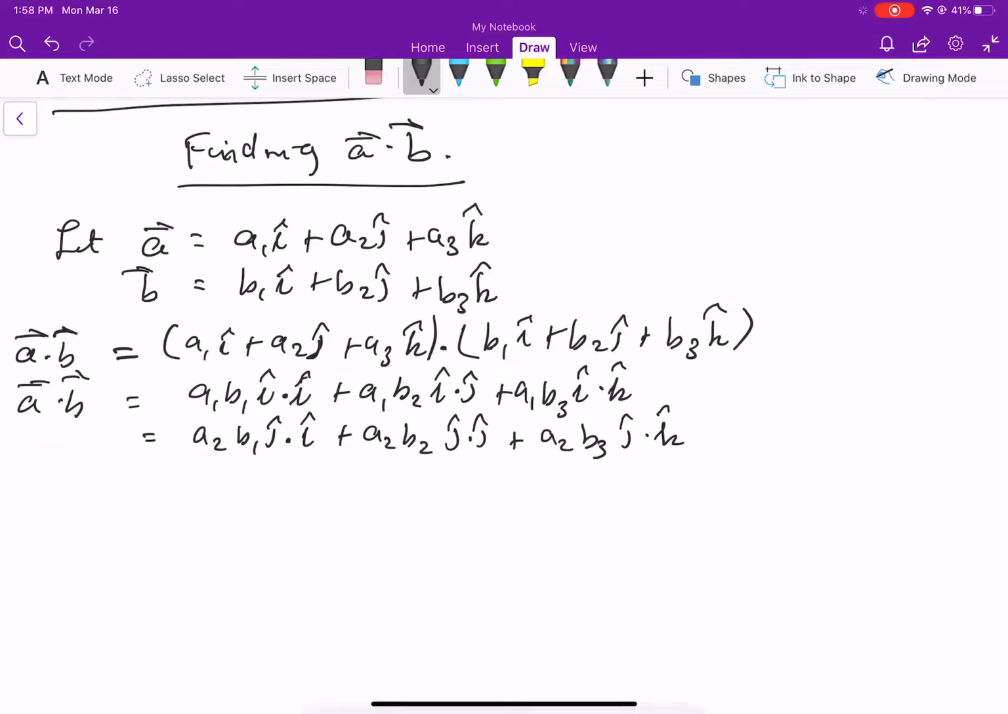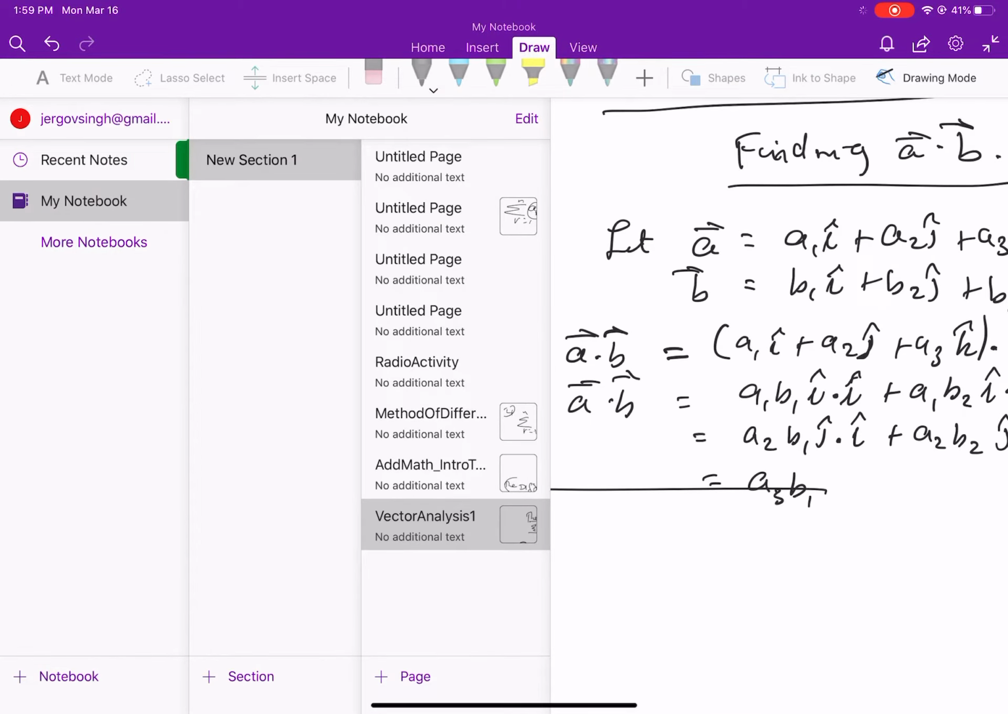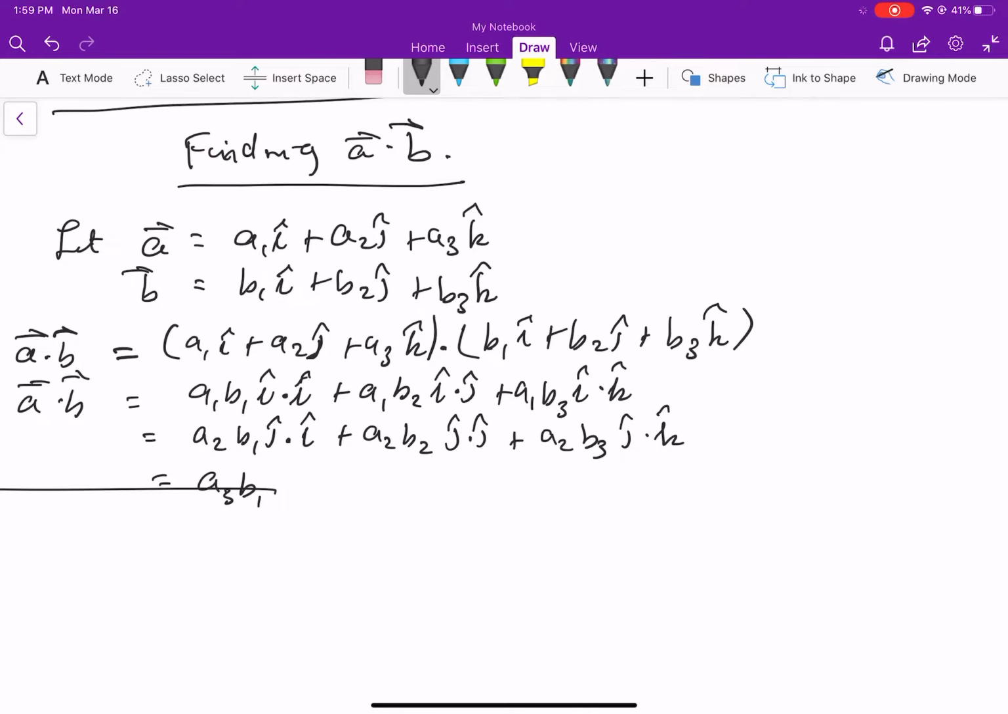And then the last term in the first bracket by all the terms in the second bracket will give me A3 B1 times K dot I, plus A3 B2 times K dot J, plus A3 B3 times K dot K. I'm still trying to get accustomed to using this machine.